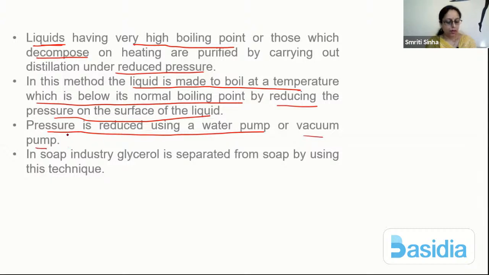So you need to remember the pressure of this complete apparatus. How to reduce this pressure? By using the vacuum pump or water pump. In the soap industry, glycerol is separated from soap by using this technique. We have seen many advertisements, correct? Low glycerol soap. So how to separate this glycerol from soap? By using this distillation under reduced pressure.